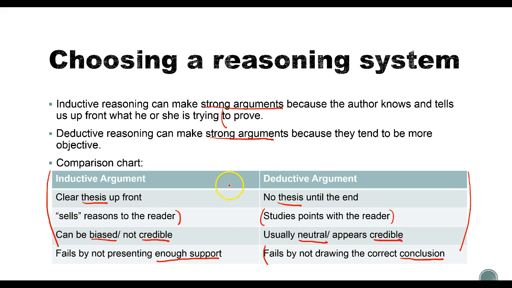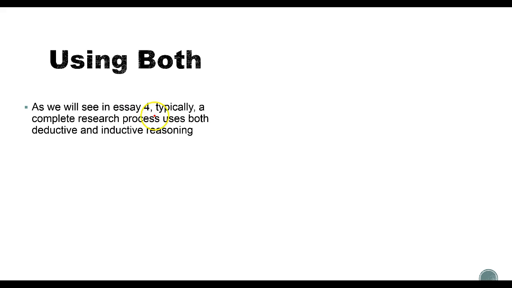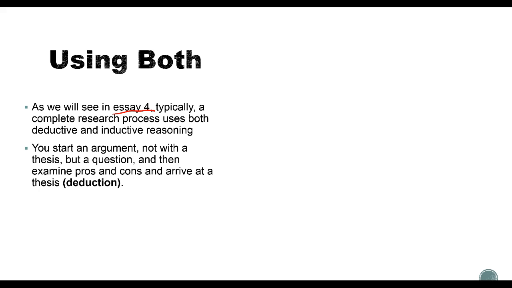That's why an author might choose to use one over another and why you might choose to use one over another. In research, researchers actually use both inductive and deductive reasoning. And you're going to see this once we get to Essay 4. So for Essay 1, I asked you to use inductive reasoning. Start with the thesis and then support it with examples from the real world. In Essay 3, which I'm going to assign in the next lesson, I'm asking you to use deductive reasoning to start with some observations of two articles and then deduce a conclusion. But in Essay 4, you're going to use both.